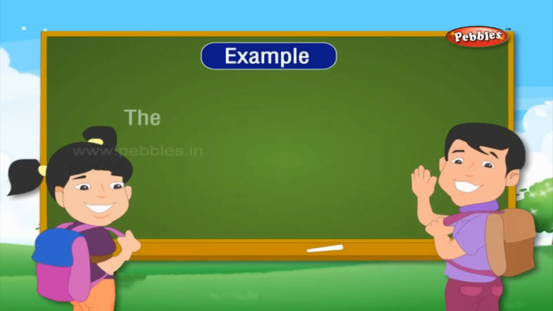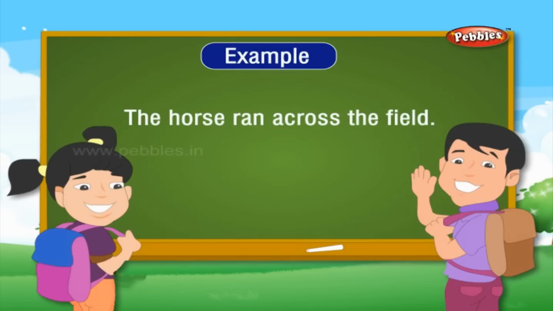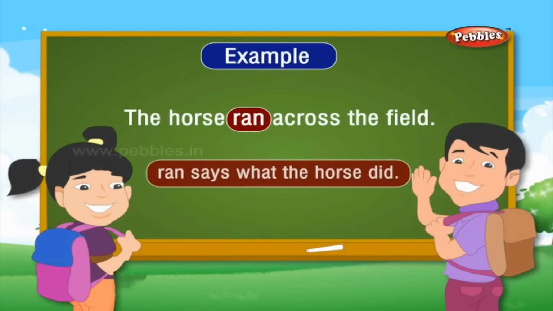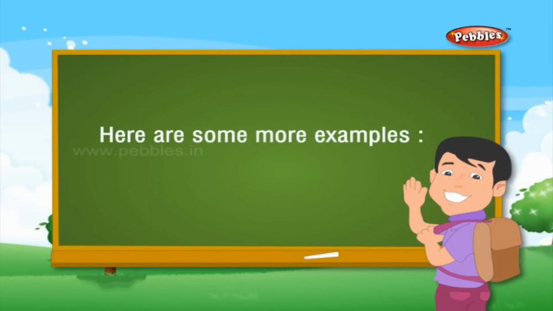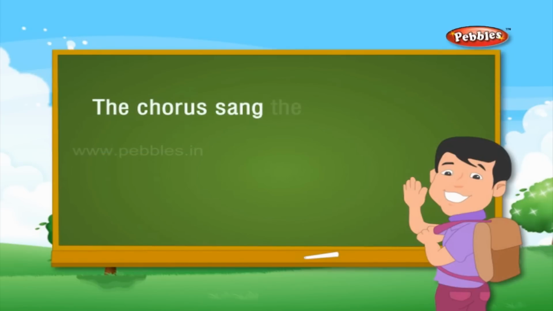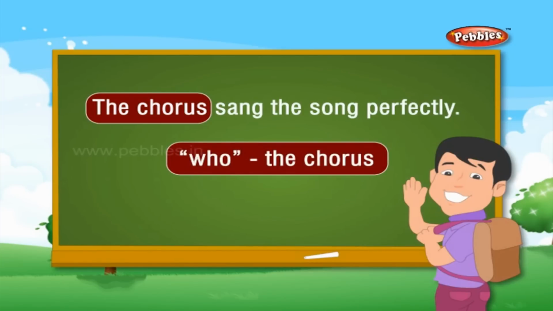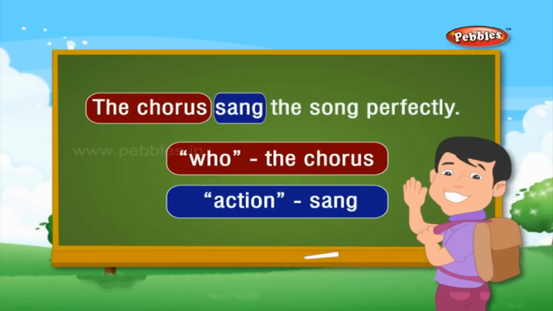Example: the horse ran across the field. In this sentence, the verb ran says what the horse did. Here are some more examples. The chorus sang the song perfectly. Who? The chorus. Action: sang.